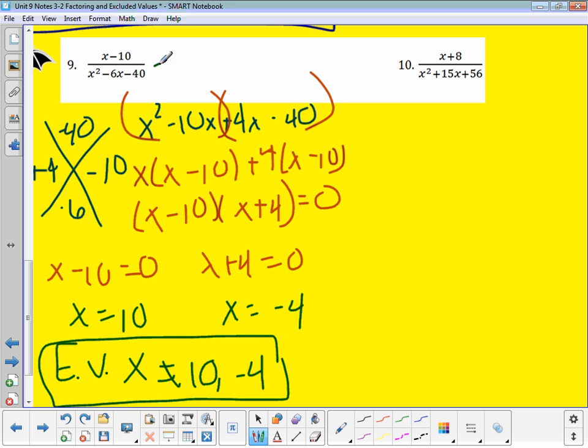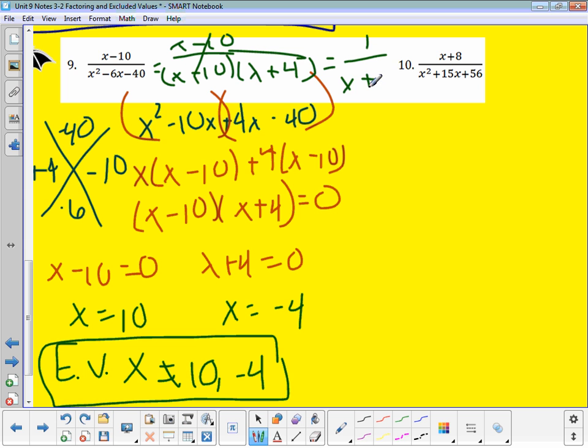Now let's go simplify this guy a little bit. So we have x minus 10 on the top. Then on the bottom, we have x minus 10, x plus 4. So both of those cancel out. Notice that I'm keeping x plus 4 on the bottom. It was on the bottom of this factor, so I put the 1 on top, and the x plus 4 is going to go on the bottom.